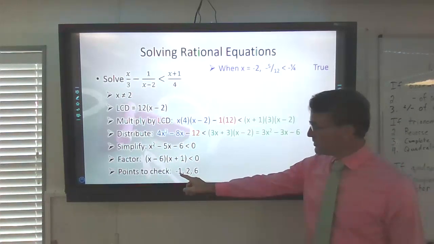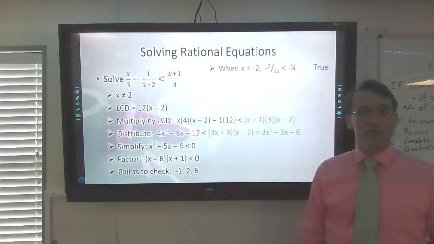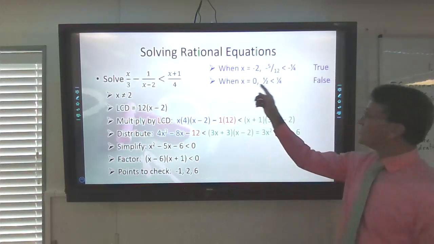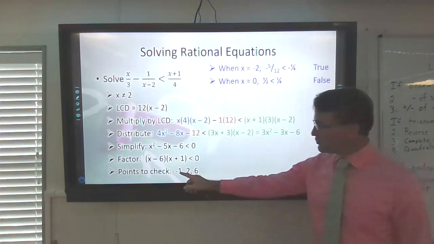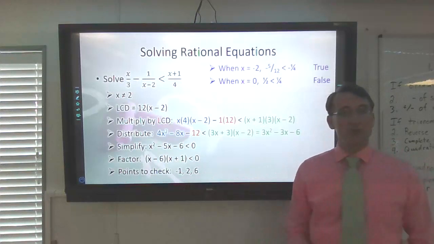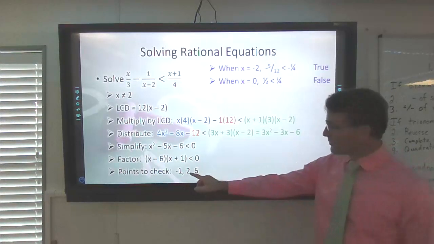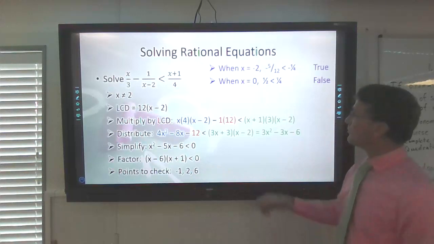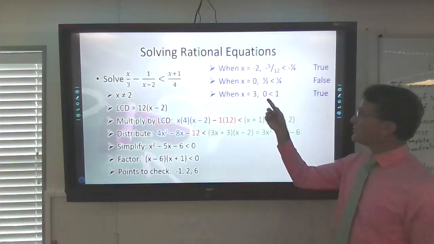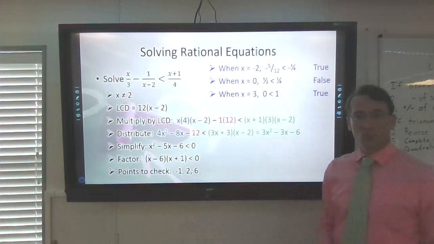Now I'm going to check between negative 1 and 2. I'll use 0. When I use 0, I get 1/2 is less than 1/4. That is false. 1/2 is greater than 1/4. So my values in between negative 1 and positive 2 do not work. Now I'm going to check a value between 2 and 6. Let's say 3. When I plug in a 3, I get 0 is less than 1, which is true. So I can have values between 2 and 6.